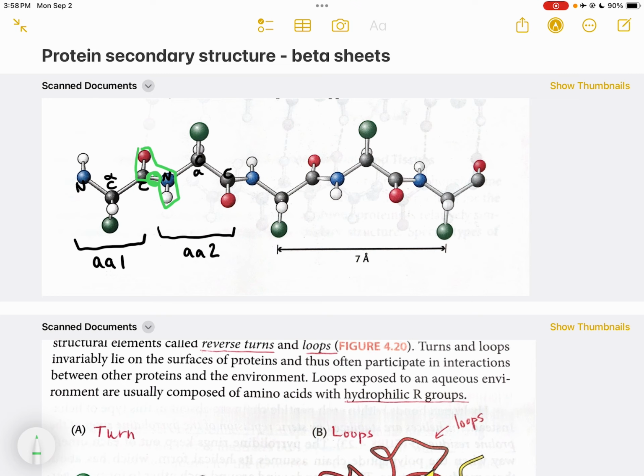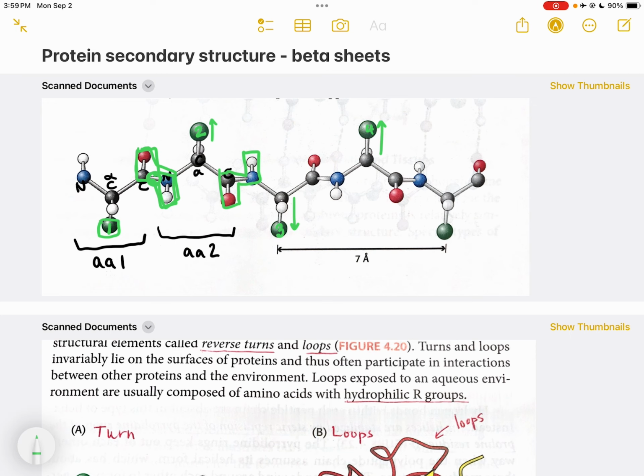So if we look at amino acid 1, notice that the R group is down. And if we look at amino acid 2, the R group is pointing up. And amino acid 3, the R group is pointing down. 4, it's up. So that's interesting. So you'll probably want to draw your beta strand like that. Also, remember we've got a trans-like shape here. So C double bond O, NH, they're trans to each other.